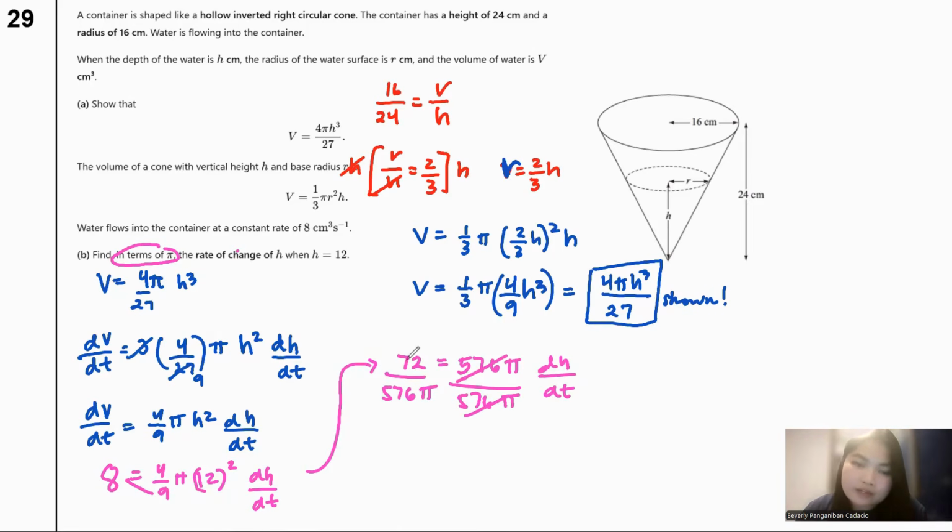So you can just put this in the calculator so that the pi is still there, because you need to answer in terms of pi. So 72 divided by 576, you will have 1 over 8 pi. That will be your dh over dt. And you can put your units, which is the rate of change, will be centimeter per second.